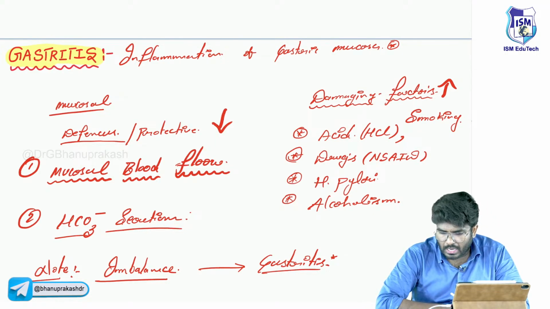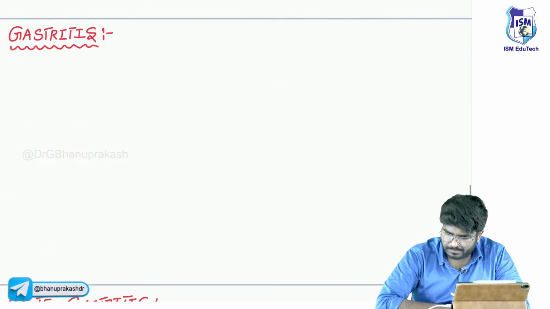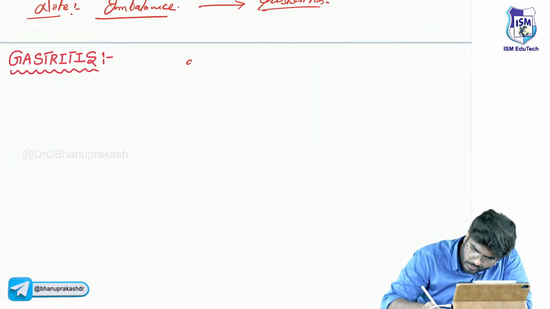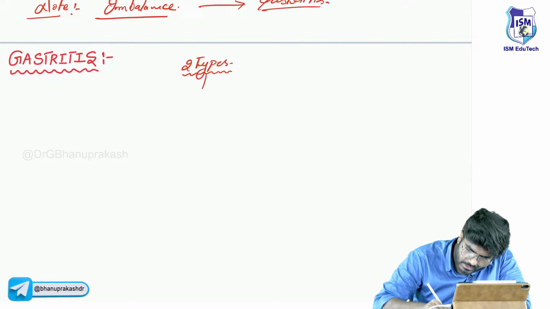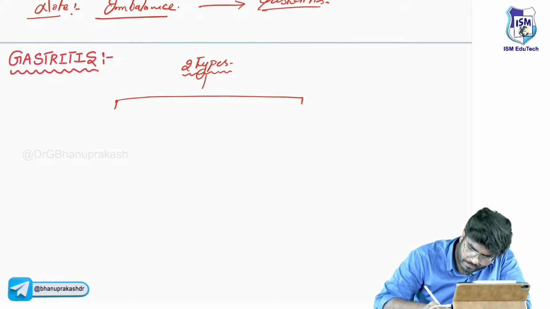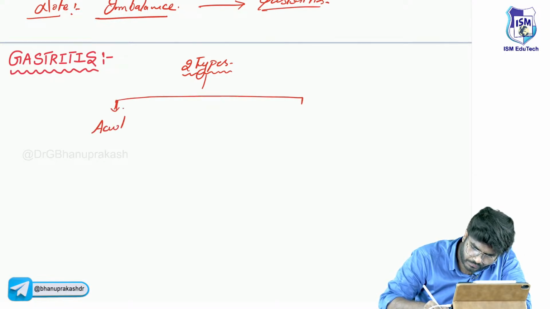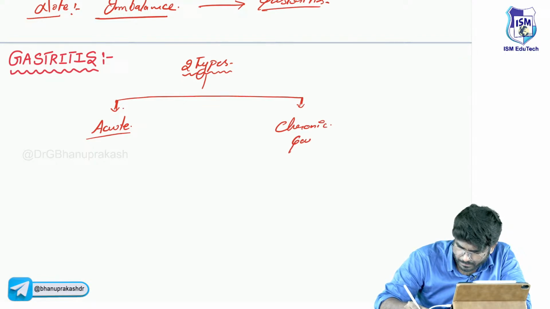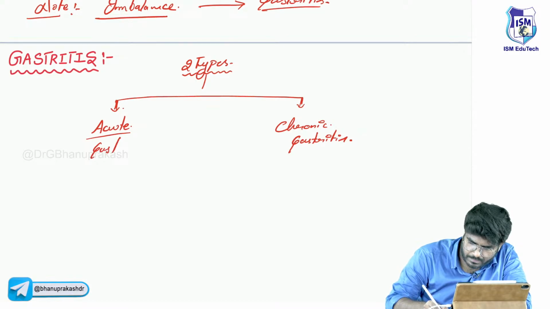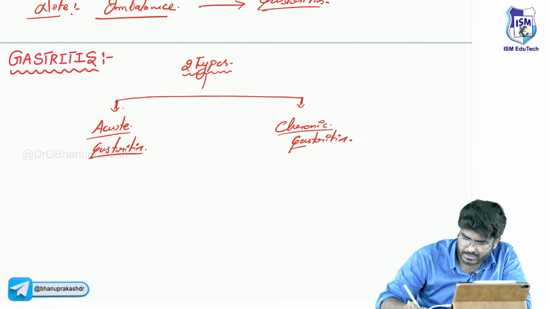So now, how many types of gastritis are there? Gastritis is of two types. The two types of gastritis are acute gastritis and chronic gastritis.